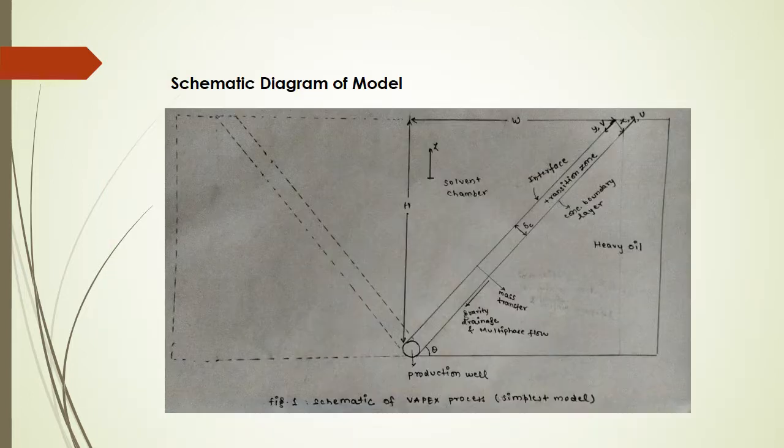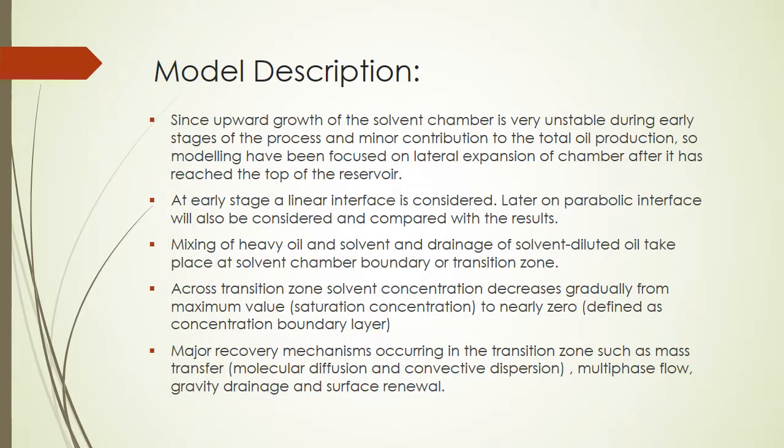This is the schematic diagram of our model, on which we are going to model our process, or model our study. The model description is as follows. Since upward growth of the solvent chamber is very unstable and makes a very minor contribution to the total oil production, we are going to neglect it, and we will focus only on the lateral expansion of the chamber after it has reached the top, that is, the cap rock.